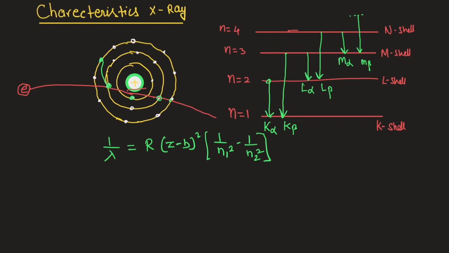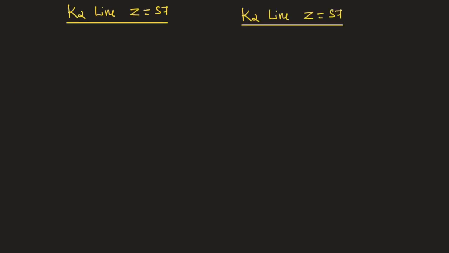Here we are using one constant called the screening constant. For K alpha, this screening constant b is equal to 1. So using this formula, we can find the wavelength of characteristic X-ray. Let's take one example for that.